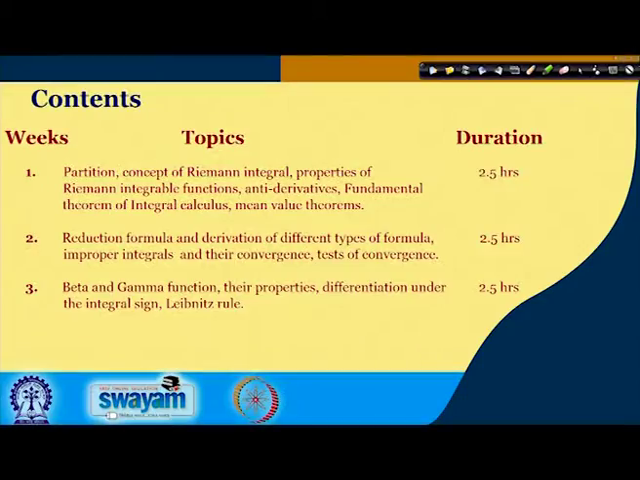So, to start with, this is the topic which we are going to cover today: beta and gamma functions and their properties, and if time permits then we will start with differentiation under the integral sign. So, let us begin.